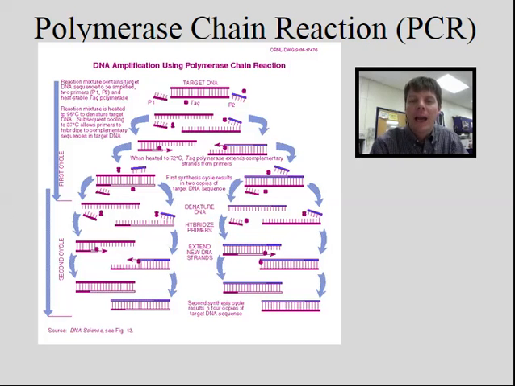Let's take a closer look at the technique called polymerase chain reaction, or PCR for short. So here's how it works. Imagine you're a forensic scientist and you're analyzing evidence from a crime scene, and you find a biological specimen. Maybe it's a blood spatter. And so that blood can be taken, and if you're lucky, you'll identify DNA from that blood.